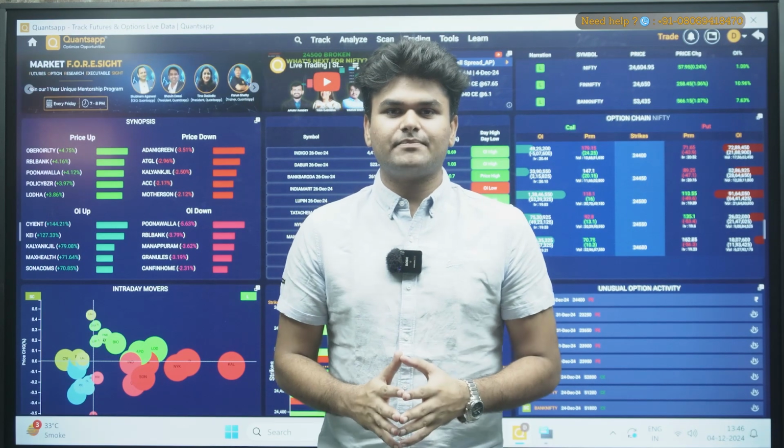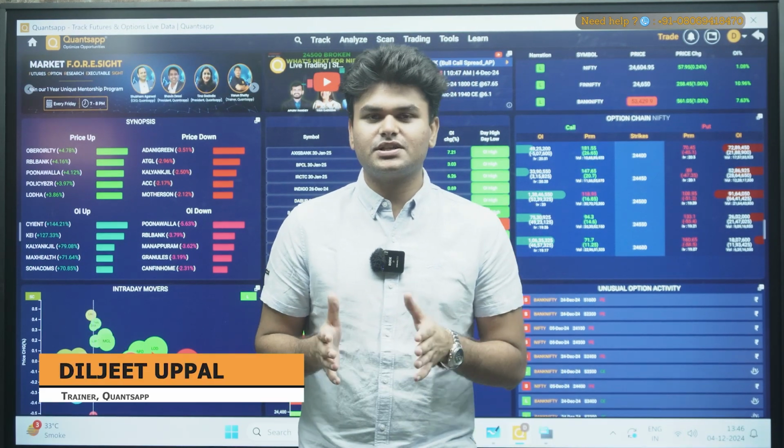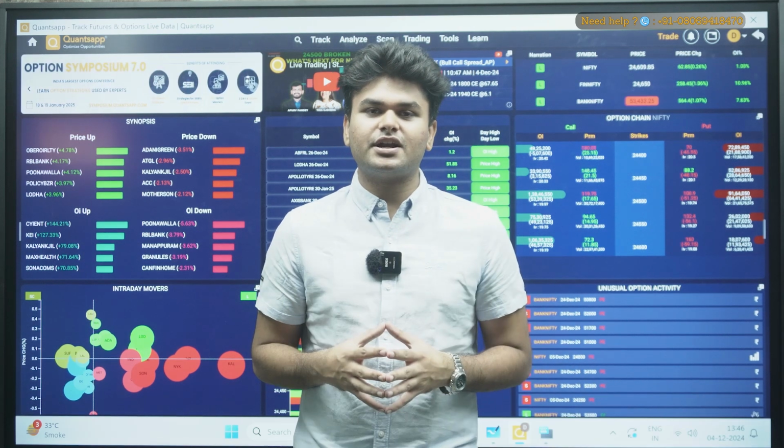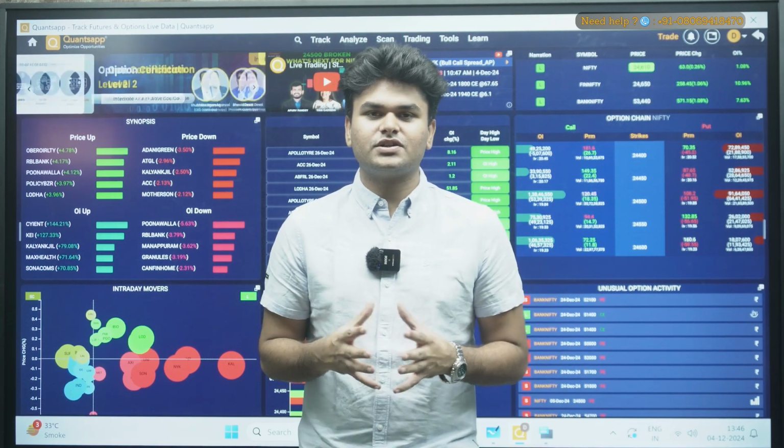Traders, welcome to Quantsap. In this session, we are going to see some indicators and how you can use these basic indicators and identify trends. We'll understand all of these today.